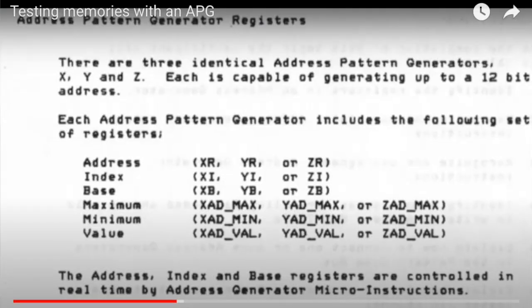Back on the Nextest, it had an algorithmic pattern generator. And I saw on a Japanese tester when I was in Taiwan, they had a Japanese tester that generated the ramp using an APG. I'm like, oh, that's a great idea, because I love APGs.